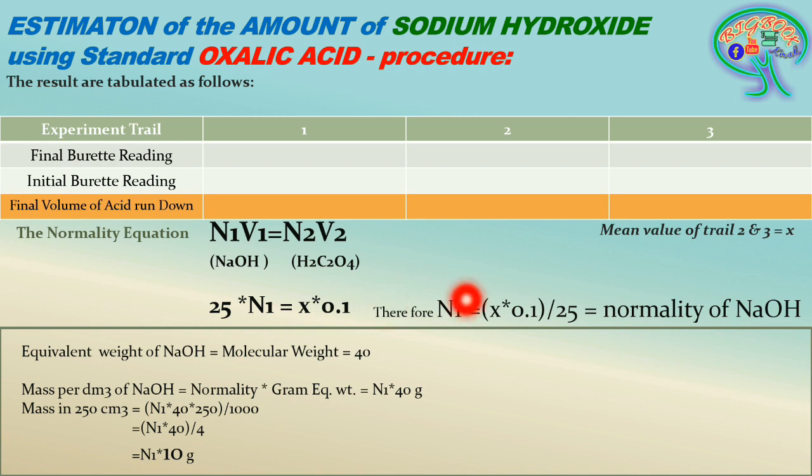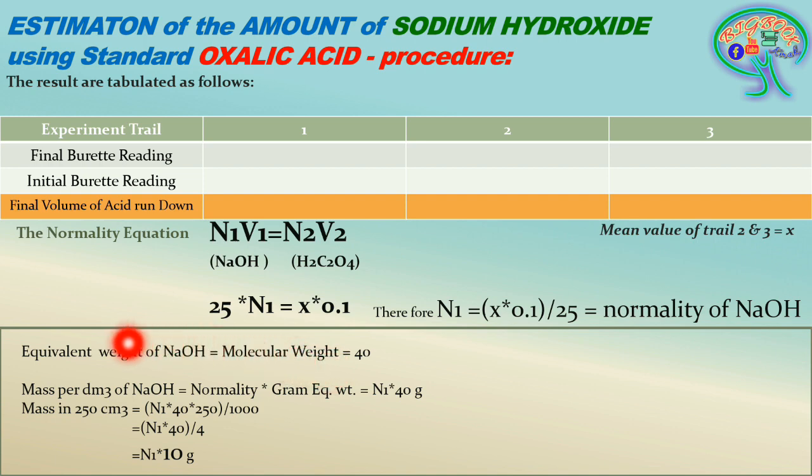So therefore N1 is equal to x into 0.1 divided by 25. If you substitute the value of x here, you are going to get the normality of NaOH. So this normality of the NaOH further has to be multiplied with the gram equivalent weight of the substance which has to be estimated.